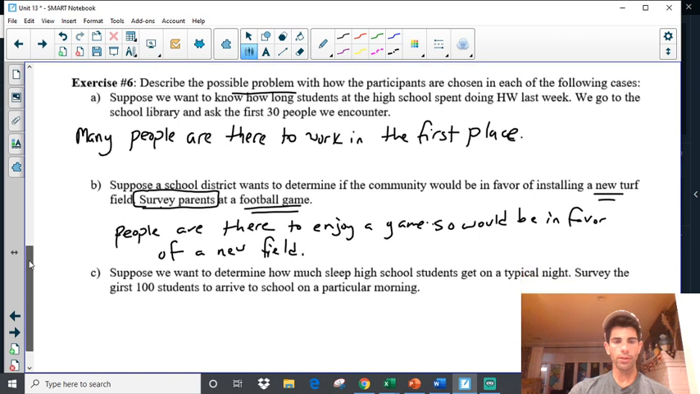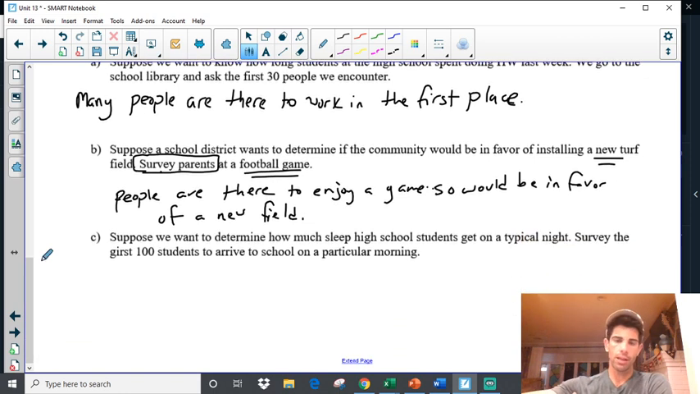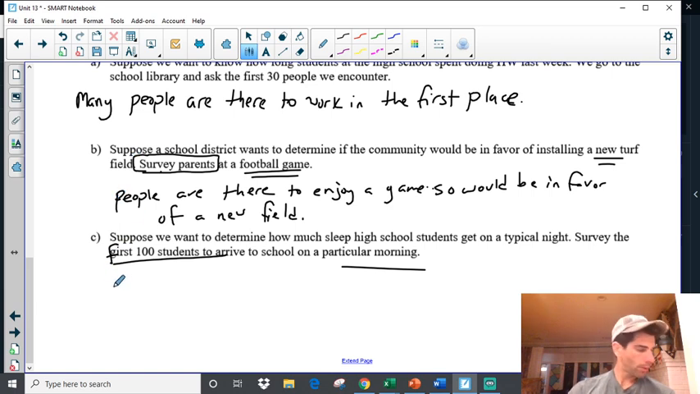All right, last one. Suppose we want to determine how much sleep high school students get on a typical night. So they survey the first 100 students to arrive to school on a particular morning. Why is that going to be a problem? Because you're only going to survey the first 100 students in the morning. Don't you think that the first people there are usually the ones that wake up the earliest and may or may not be getting the most sleep? So that's why you'd find some bias there.